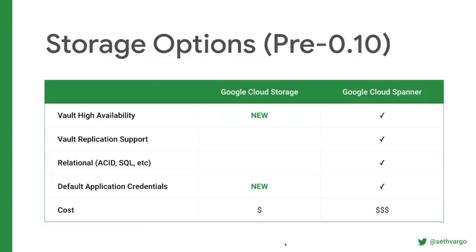In terms of support for Vault replication, for Vault Enterprise, and relational things, obviously Cloud Spanner still supports those. Google Cloud Storage is an object store, so there is no SQL type way to query it, but it is available via the API. And then we also support the default application credentials now in Google Cloud Storage.